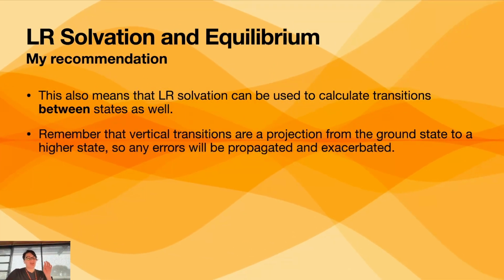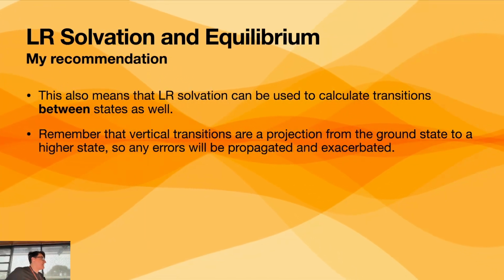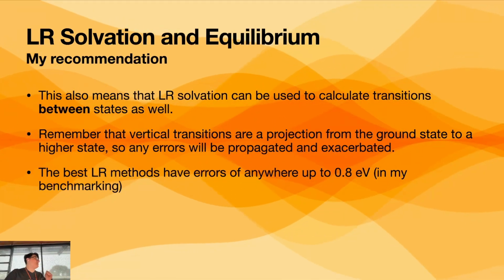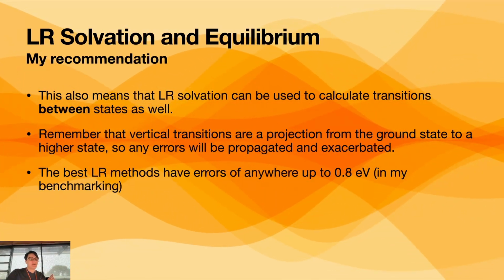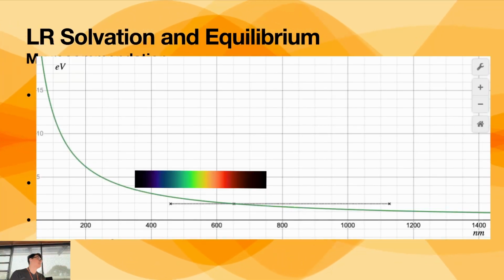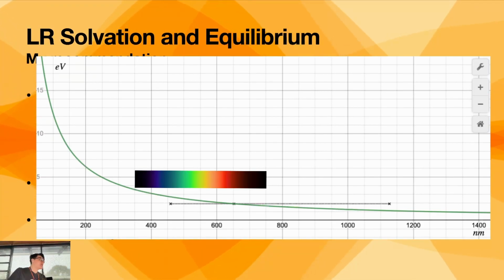Remember that vertical transitions are a projection from the ground state to a higher state, so any errors will be propagated and exacerbated. The best linear response methods have errors of anywhere up to 0.8 eV in my benchmarking, which, to put that into perspective, if you're looking at a red photon, your error bar is the entire visible spectrum. So not great.